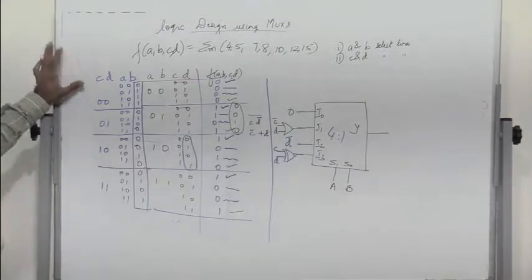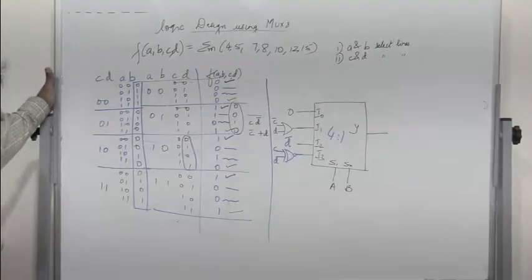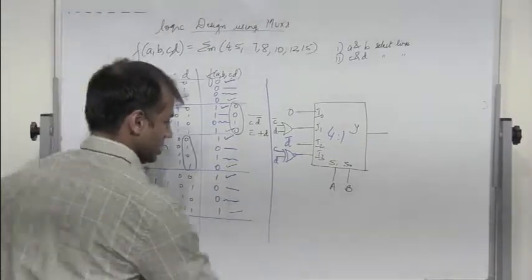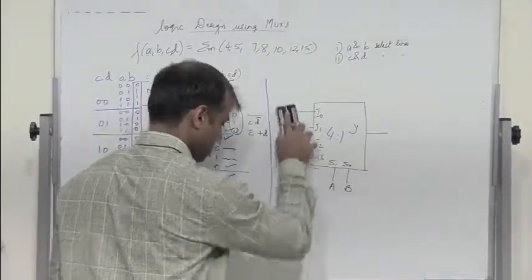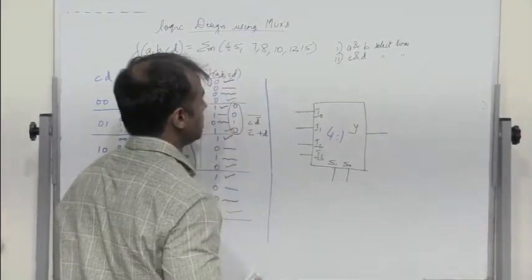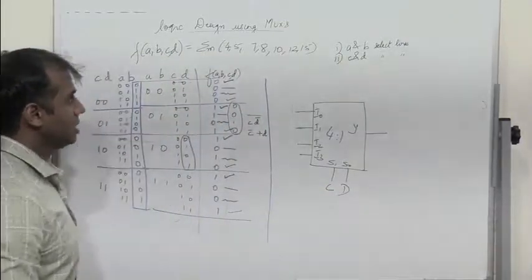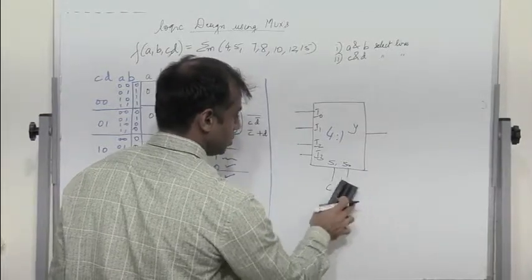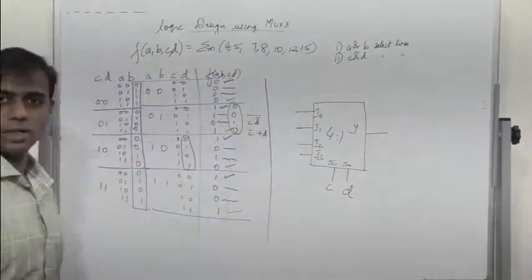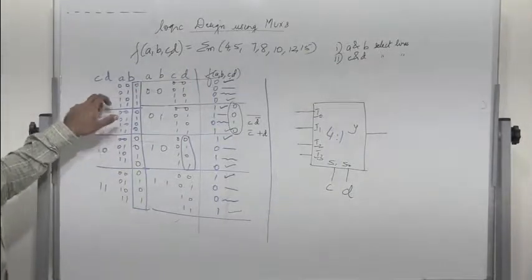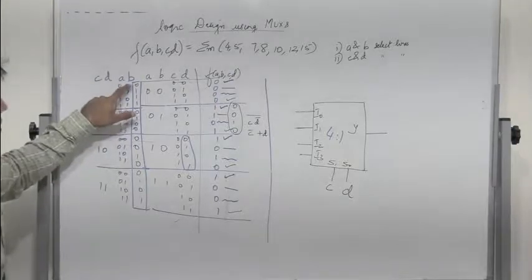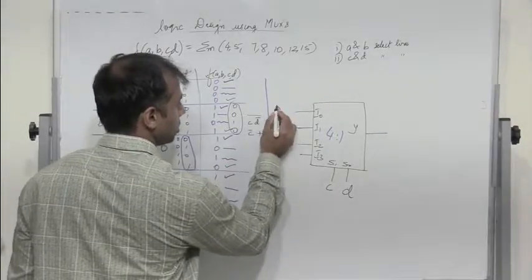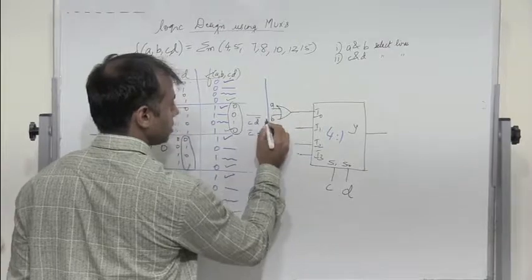So when you rewrite the truth table in this way, it becomes very easy for us to write the implementation using a 4:1 mux. Right? So now the select lines. So let me rewrite this. So the select lines are C and D. When C and D is 0, 0, we have I0 connected. When A B is 0, 0, 0, 1, 1, 0, 1, 1, what do I get? I get 0, 1, 1, 1. So what is 0, 1, 1, 1? It is nothing but an OR gate. A and B connected to a 2-input OR gate.